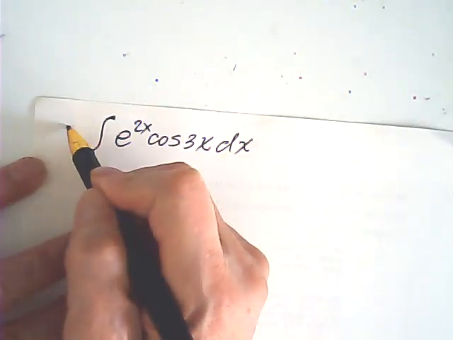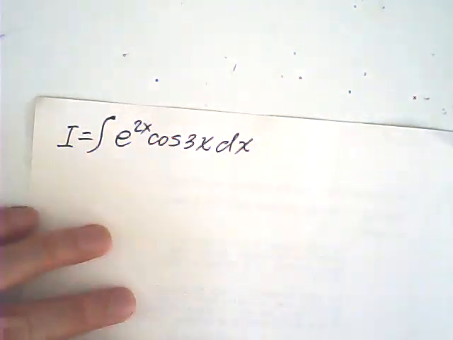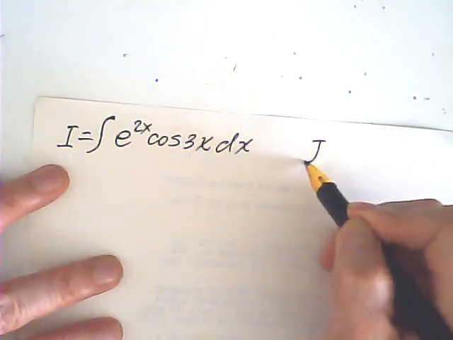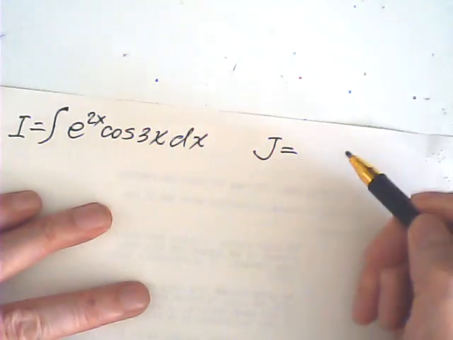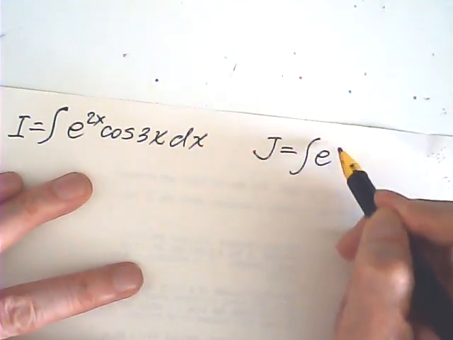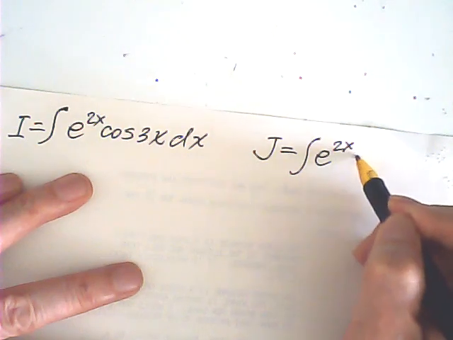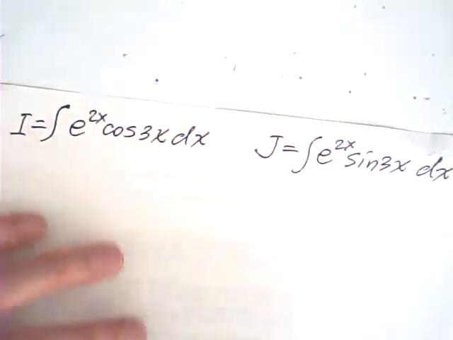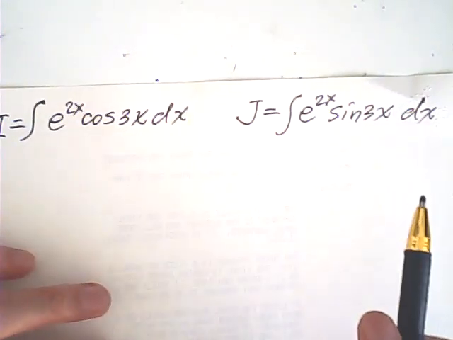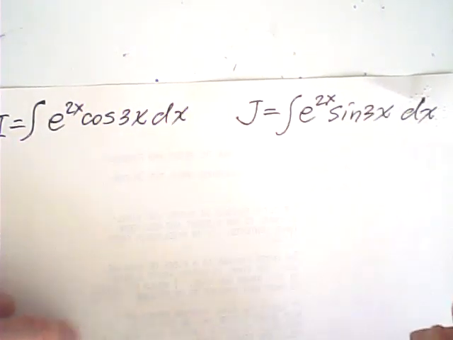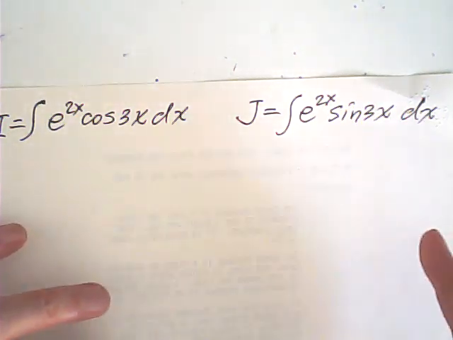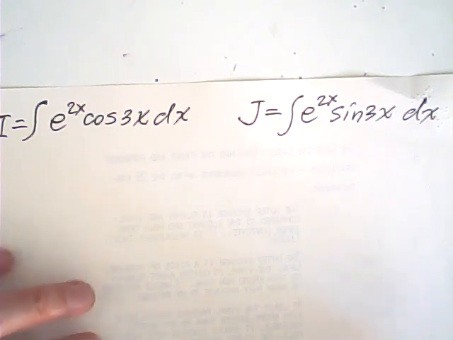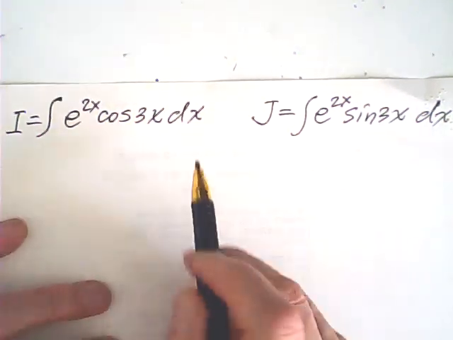I call this one I. I introduce another integral J, which is equal to the integral of e to the 2x sine 3x dx. The method is very, very good sometimes when doing integrations.